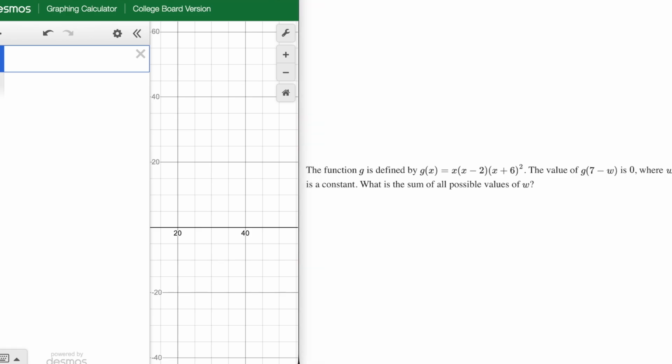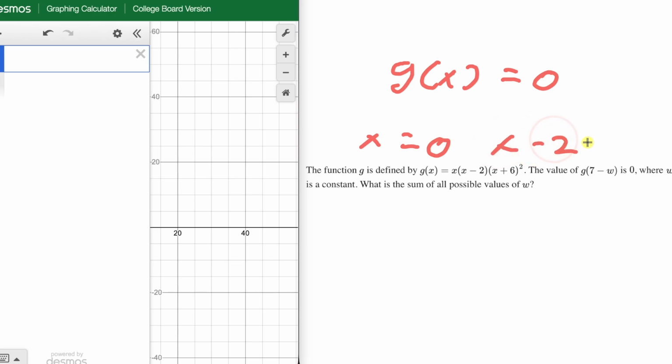So the first thing you need to do is see that it's saying g of (7 minus w) is equal to 0. So basically g of x equals 0. So 7 minus w needs to equal the x value when it equals 0, which is actually just the x-intercept. Because the equation here is in factored form, it gives us all the x-intercepts. So we set this x out here to 0, so x equals 0 is one of our x-intercepts. x minus 2 equals 0, so then it's also 2, and then x plus 6 equals 0, and that means negative 6 is our other zero.